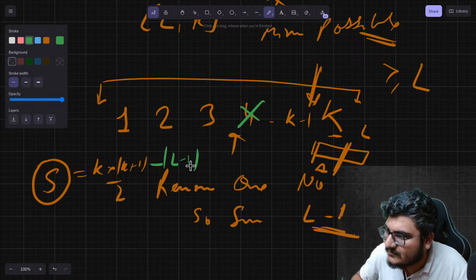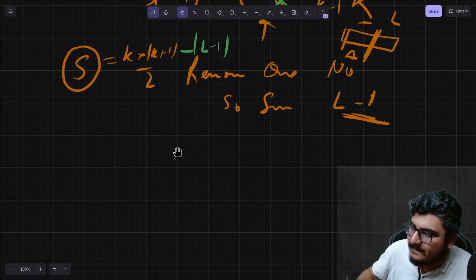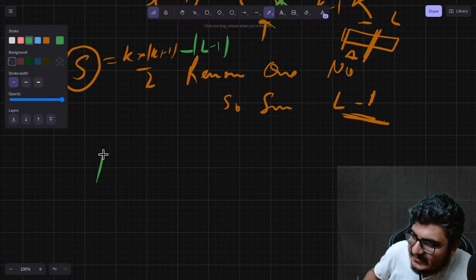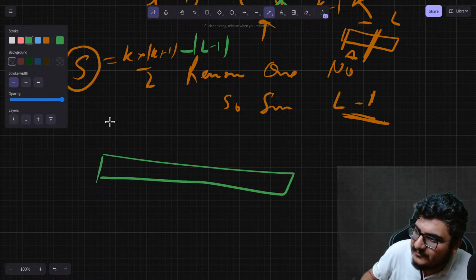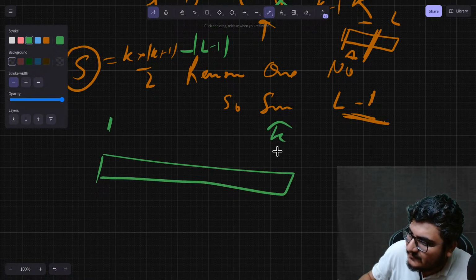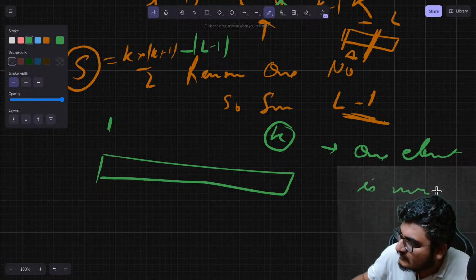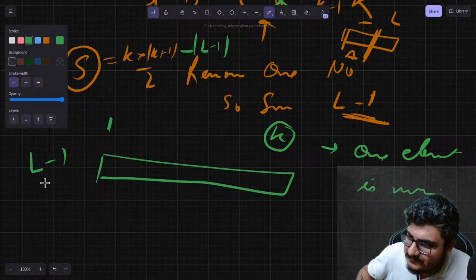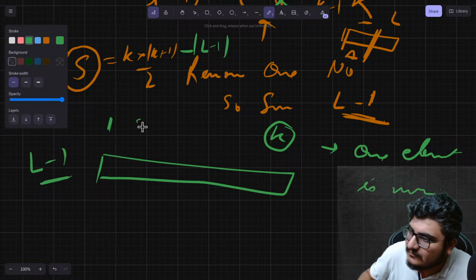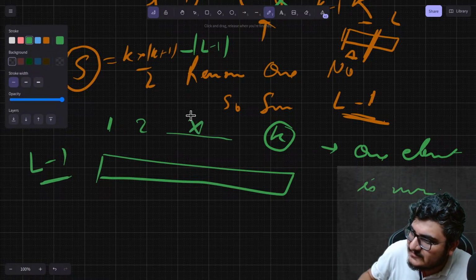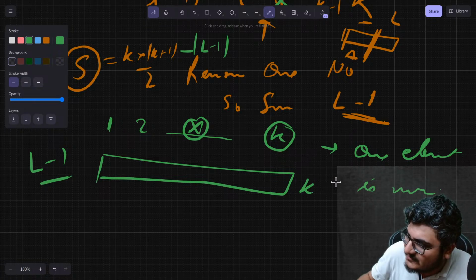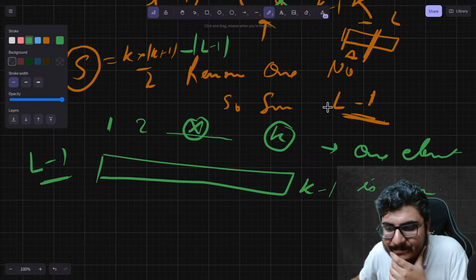minus L minus 1. So basically I created one array of numbers from 1 up to some number k where only one element is missing, such that this sum is L minus 1. First thing first, one element is missing here, so using k minus 1 numbers, this sum is L minus 1.